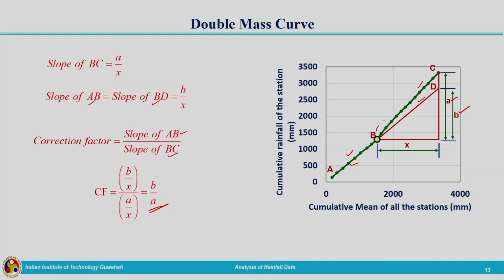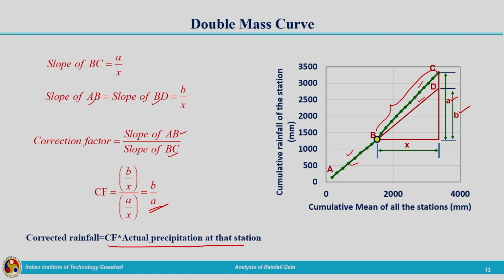After that, we will multiply the data corresponding to this BC line. This particular line will be multiplied with this correction factor to make it align with the new series. That is what we will be doing in the case of double mass curve. We are correcting the past data based on the new data. This will be more clearer when we solve a numerical example, and corrected rainfall is the correction factor multiplied by actual precipitation at that station.